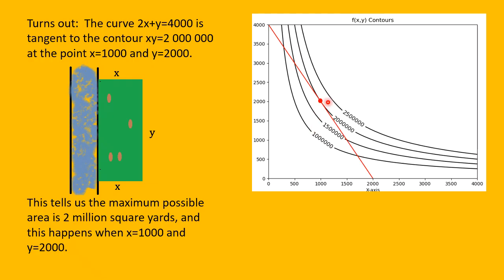And if you look at the x and y coordinates of this point of tangency of this straight line and this curve where the area equals 2 million, the coordinates of this point are about x equals 1,000 and y equals 2,000. And so that would tell us the dimensions of the field with the largest area.